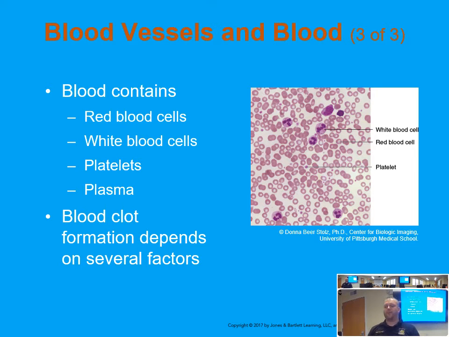You can see the different shapes of white blood cells, red blood cells, and platelets here. Platelets are these little bitty dots. Red blood cells are these donut-looking things, and white blood cells are these bigger pink, larger cells that are suspended in the plasma of your blood.